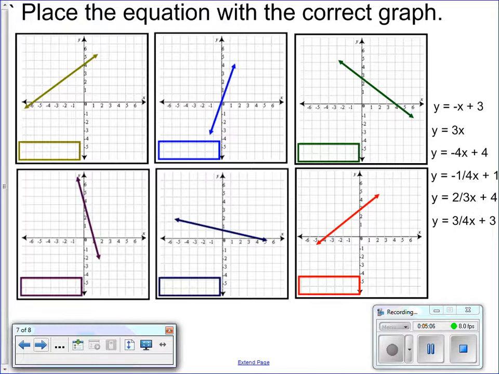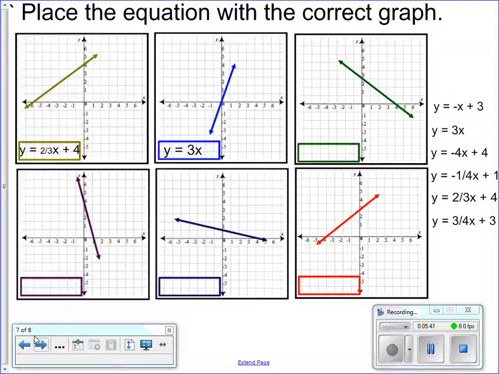Looking at the equations, can you find the correct graph that goes with each? Looking at this first graph, the first thing I always look at is the y-intercept, and then I look to see if the slope is positive or negative. Based on that y-intercept and a positive slope, I'm going to say y equals 2/3 x plus 4. In the second one, we're going through 0, 0. So the only equation that goes through 0, 0, the only direct variation equation, is y equals 3x.